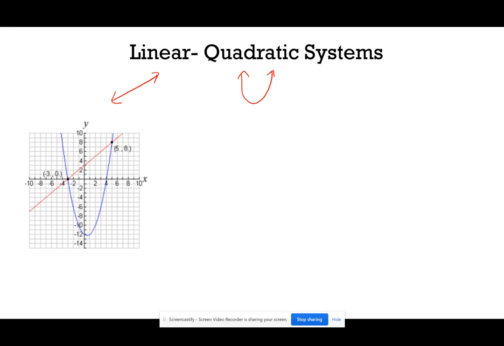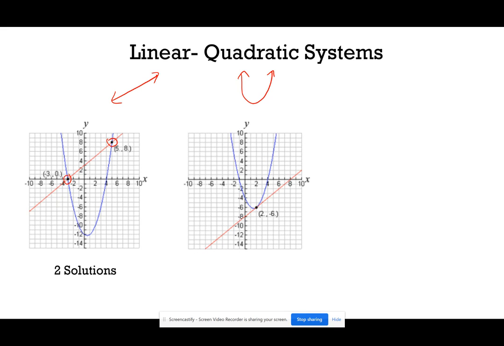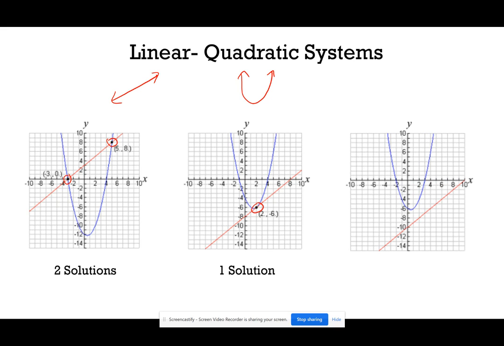So in the first example here, we have a quadratic and a linear function that cross two times at -3, 0, and 5, 8. So therefore that has two solutions. In the next example, it crosses one time at 2, -6. So since it only crosses once, it has one solution. And finally, you can have a parabola and a straight line that do not cross at all. If they don't touch, there is no solution. So these are the only possible solutions you can have: 2, 1, or none.